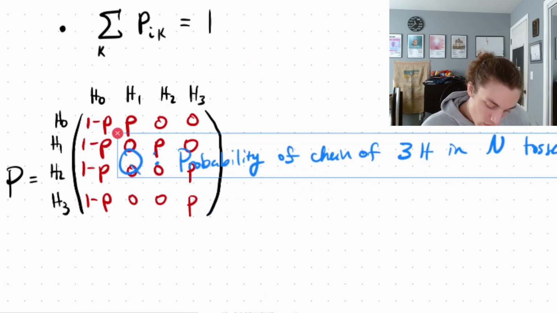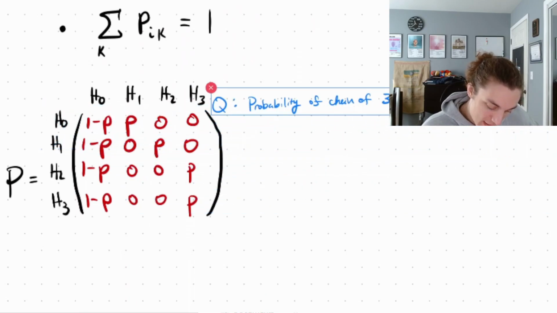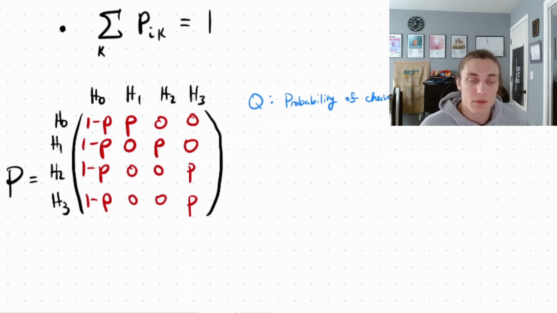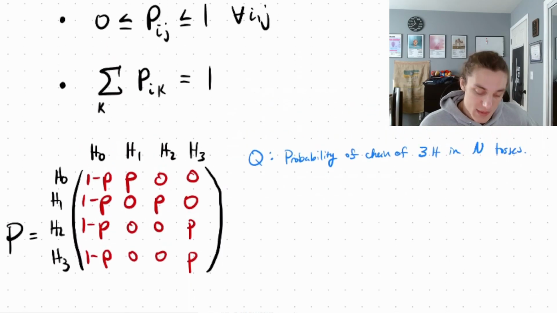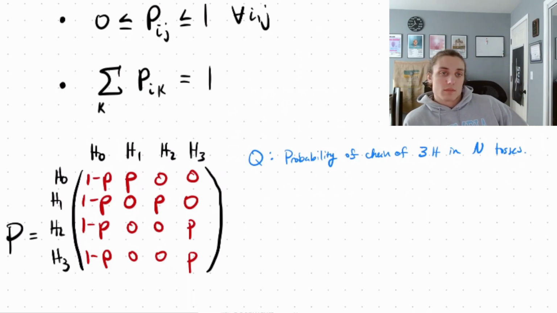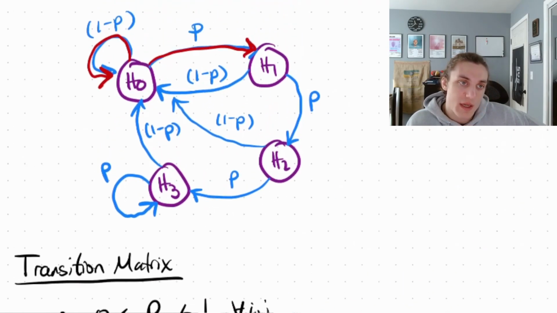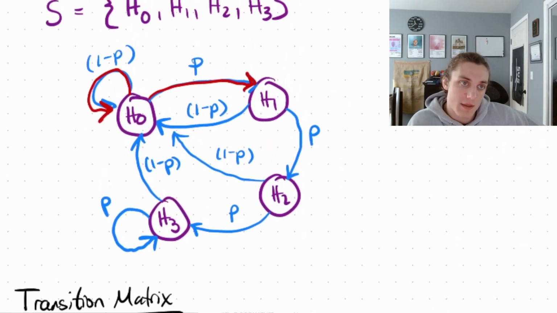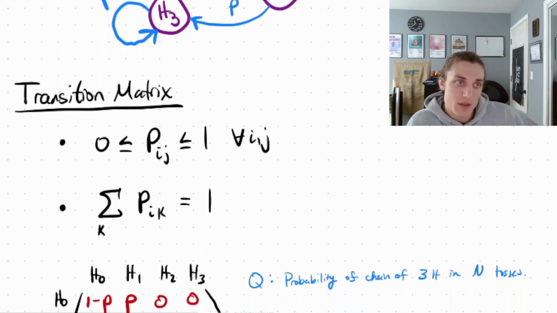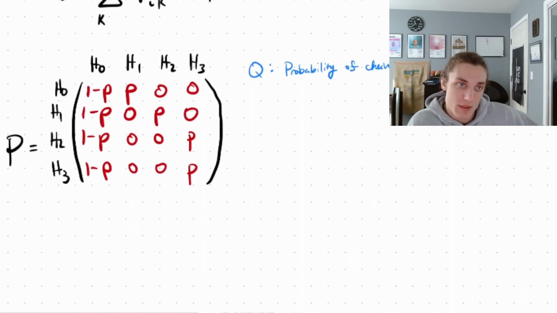All right, what was the probability of a chain of 3 heads in n tosses? That was the original question. How can we answer that using a transition matrix like this? Well, we introduced the idea of a Markov chain to essentially model this process, to be able to answer these questions, essentially to come up with this transition matrix.